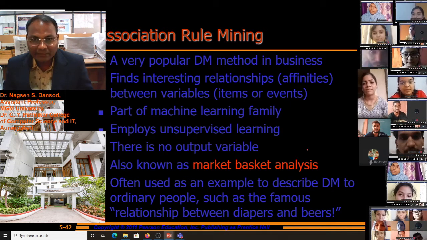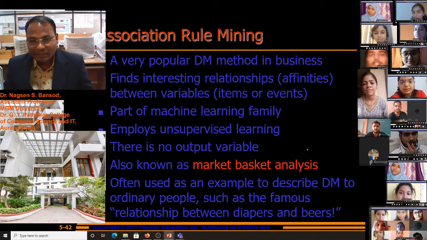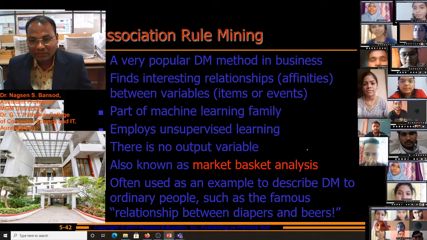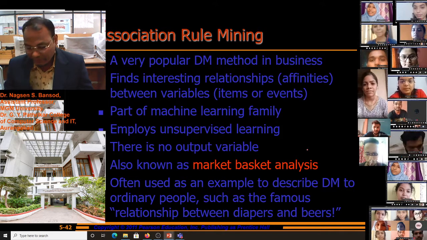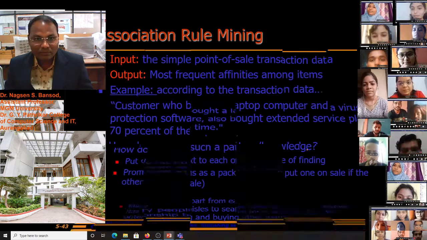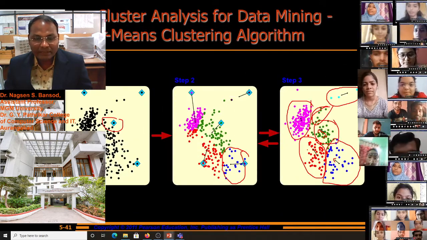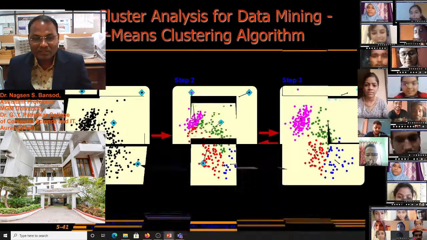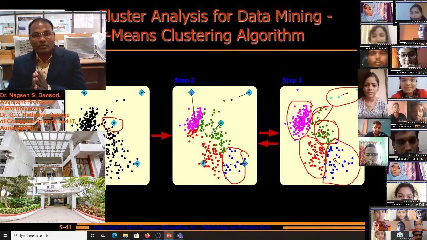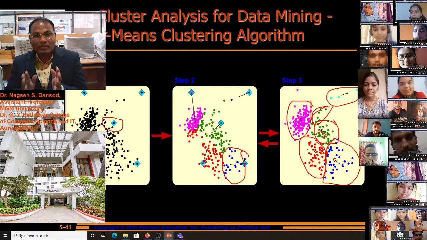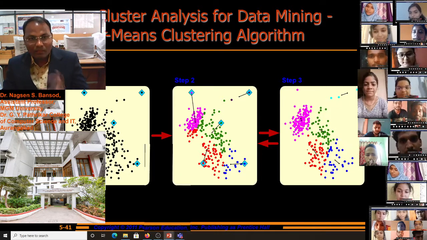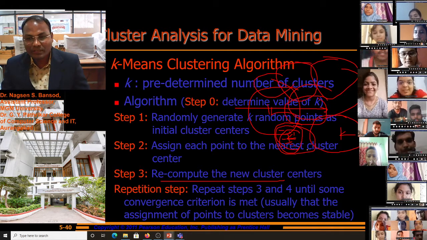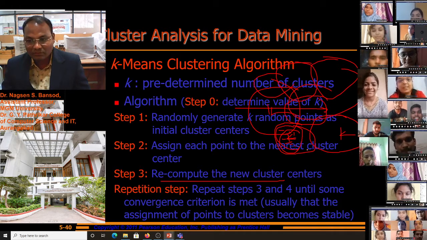Next is association rule mining. We'll see this in the next lecture. If you have any problem regarding clustering and classification, just understand the introduction about the classification and k-means clustering. If you have any doubt regarding this, you can ask me questions.